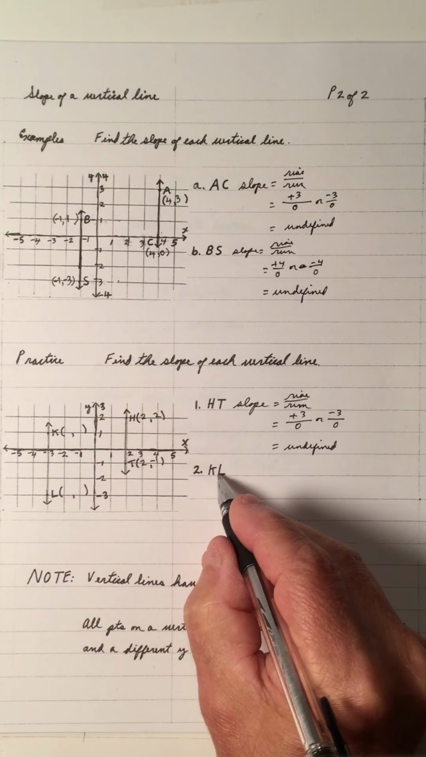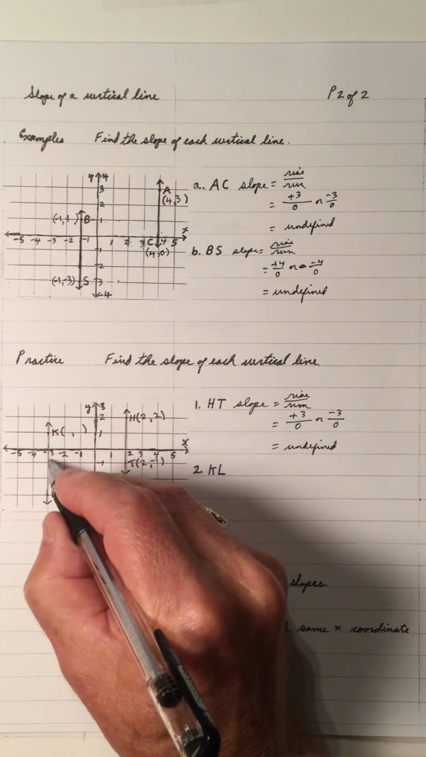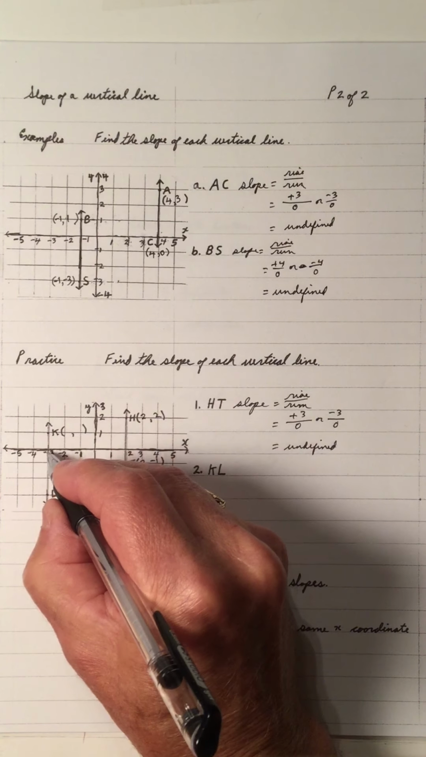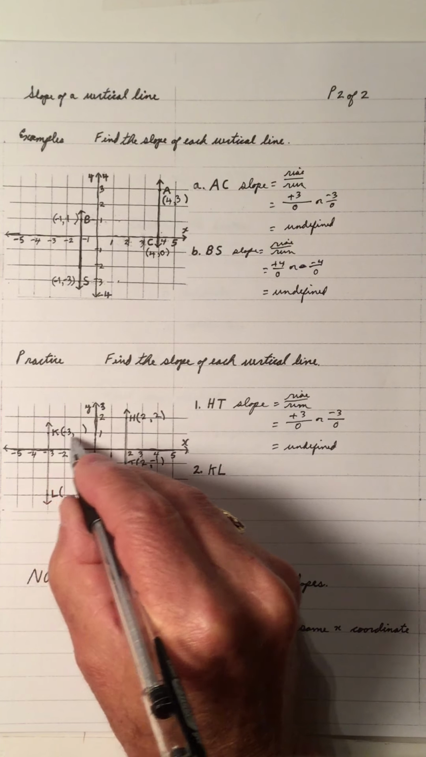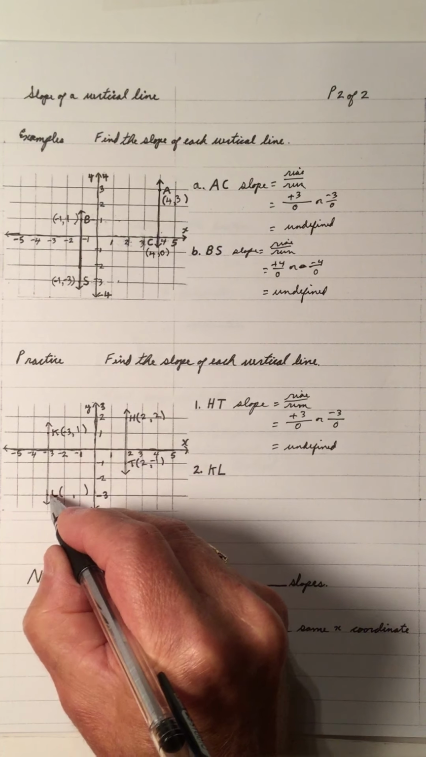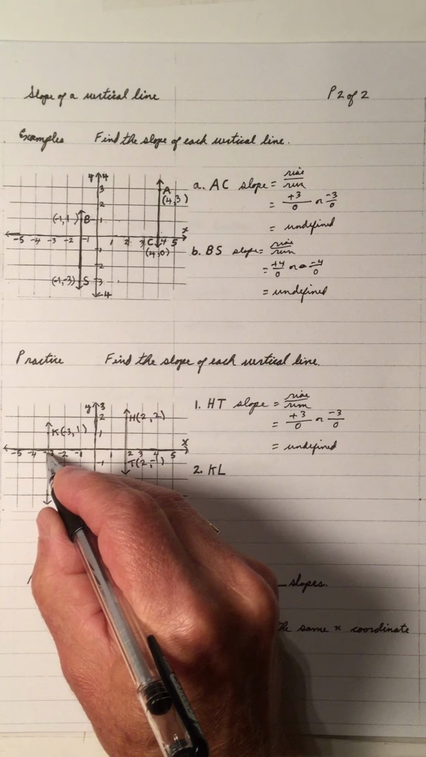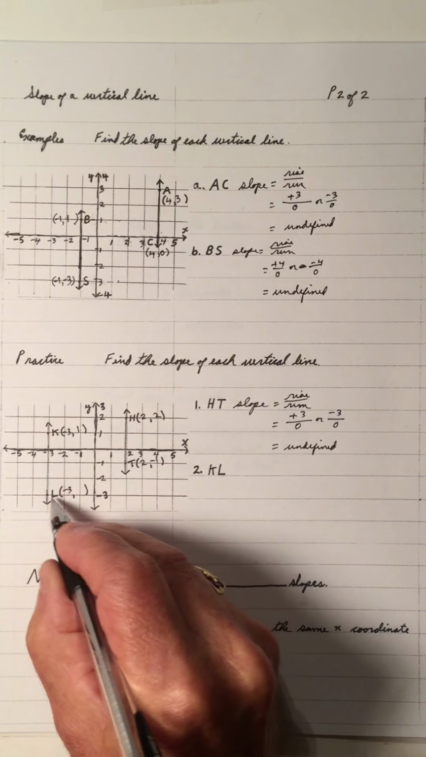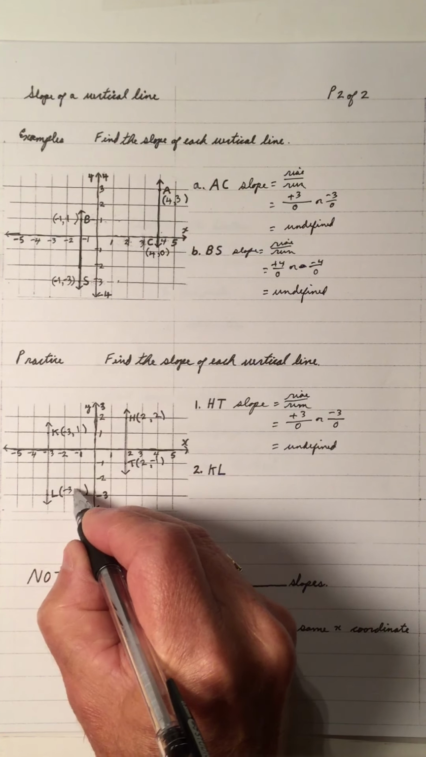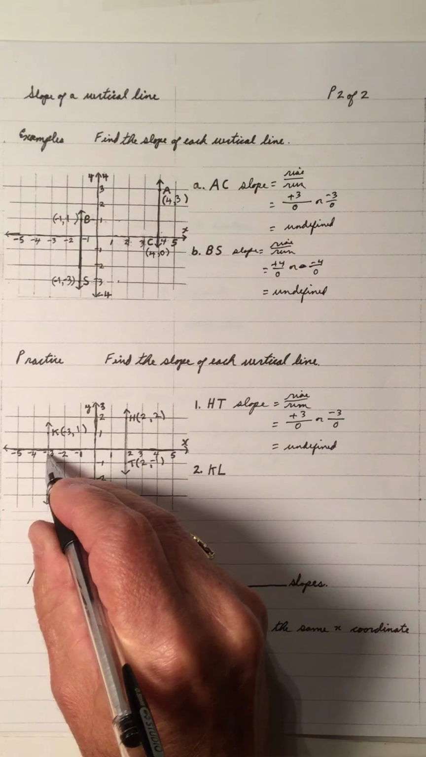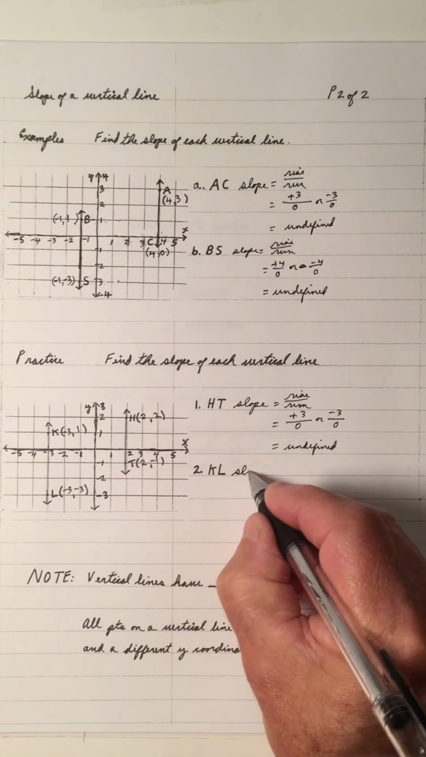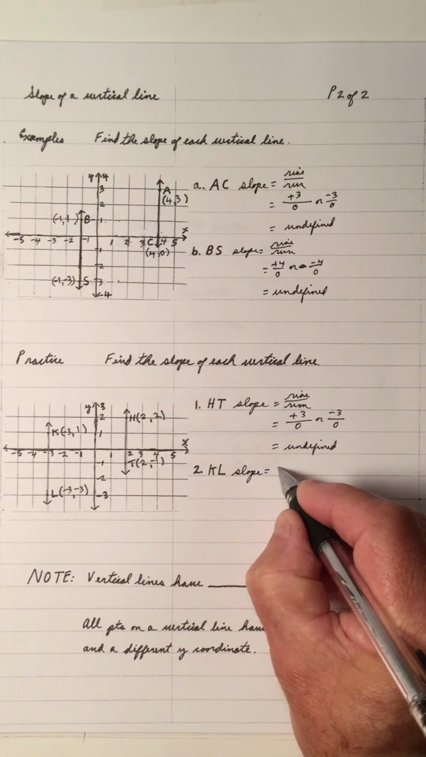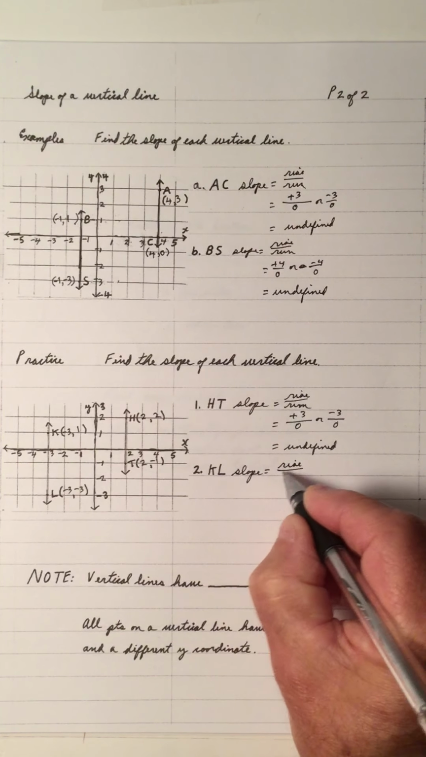And let's do KL. KL is this vertical line here. The x coordinate of K is negative 3, and the y coordinate is 1. The x coordinate of L is negative 3, and the y coordinate is negative 3. And the slope of KL, the slope for any line is always rise over run.